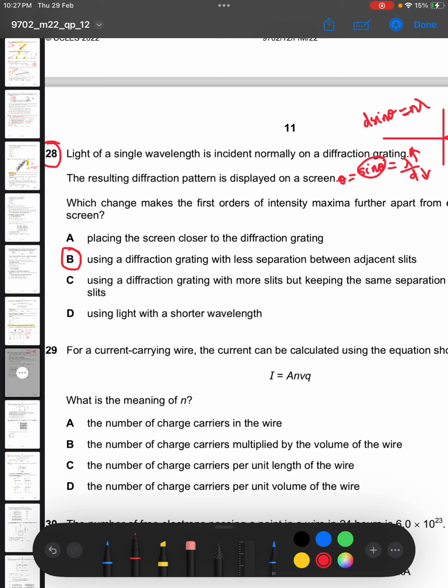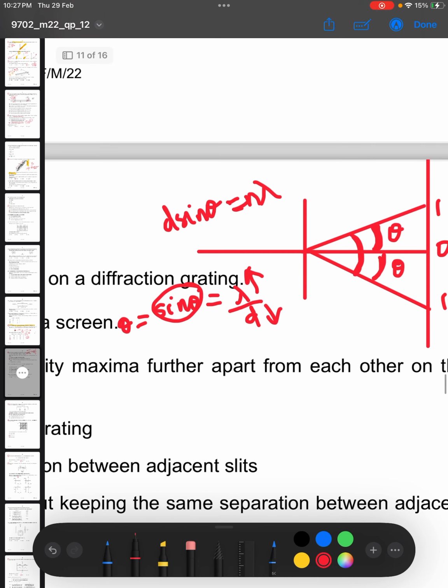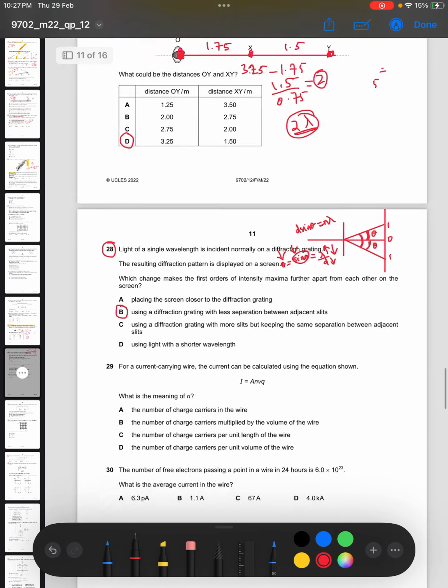So A is saying placing the screen closer to the diffraction grating. This has nothing to do with it; on a diffraction grating we don't have this issue of a screen from the diffraction grating. I'll jump B since this is the answer. Then C says using a diffraction grating with more slits but keeping the same separation. So this one is simply saying keeping small letter d constant. Keeping small letter d constant will not change theta. Then D is saying using light with a shorter wavelength. Shorter wavelength actually decreases the wavelength, decreases sine theta, decreases the angle theta, and actually has the opposite effect.